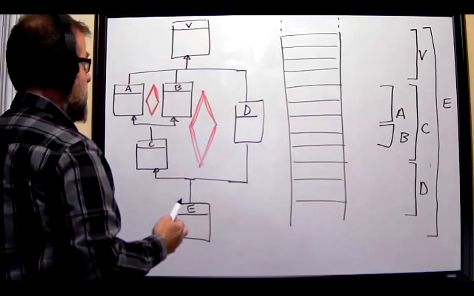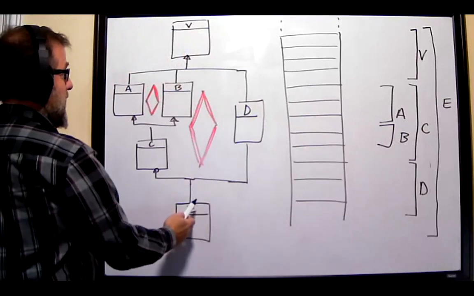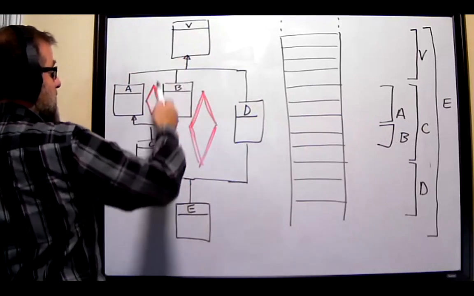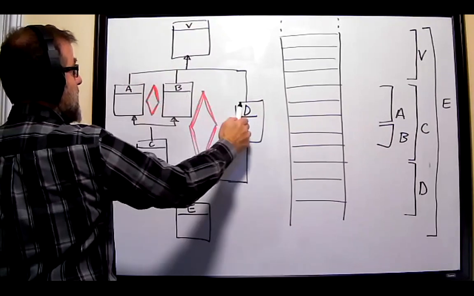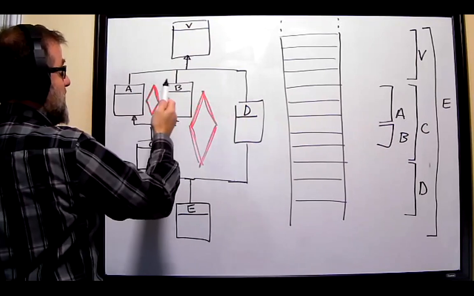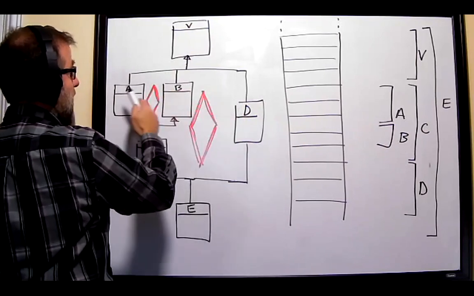Now, it comes back to the same idea here. If I'm creating an E, then the E here is the one that shares all the instances of, or not instances, but the V parts of A, B, and D.